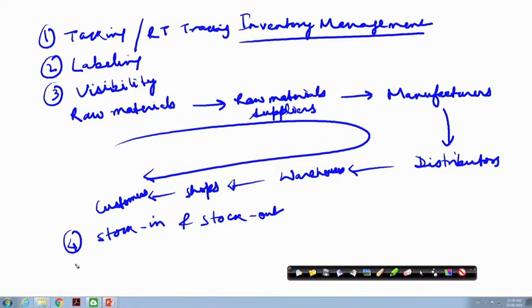It would also be nice to have, in this kind of supply chain or inventory management process, some kind of quality monitoring and control mechanism, and like that, there are different things that could be achieved.